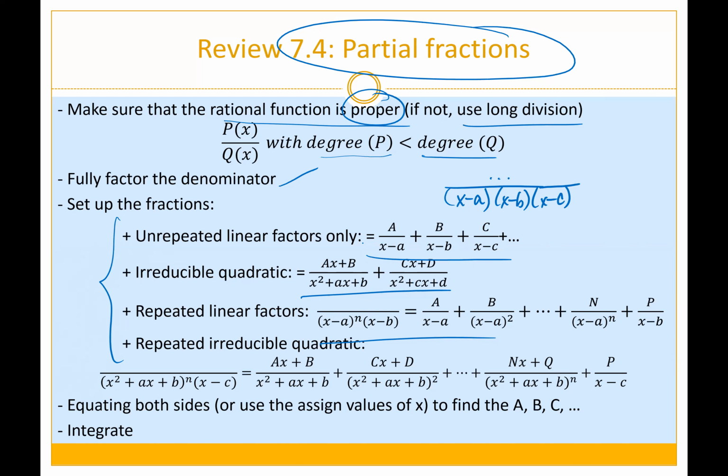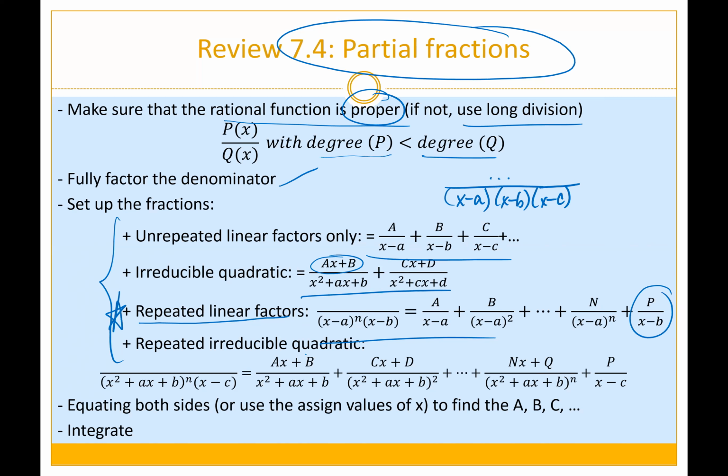Remember, one key thing here is that the highest degree in the numerator is always one less than the denominator. Here, the highest is x, and the highest here is x squared. So it's one power of x different. If you have repeated linear factors, say x minus a to the n, then you're going to do it n times. So a over x minus a plus b over x minus a squared plus c over x minus a cubed until you get to the nth power, and then just p over x minus b.